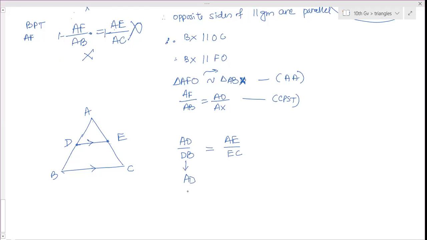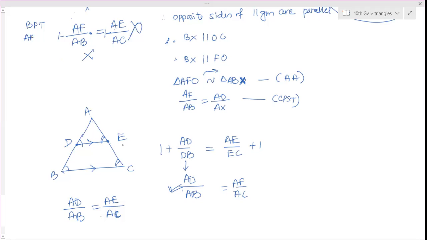From BPT we can prove AD by AB equals AE by AC, but for that you have to add 1 to both sides. Without adding 1 and using BPT, we can prove this directly by similarity: triangle ADE and triangle ABC, proved similar by corresponding angles, AA similarity. Then directly you can tell AD by the whole side AB is equal to AE by the whole side AC. But if you know this ratio, you cannot directly conclude DE parallel to BC using converse BPT. This ratio cannot be used for converse BPT.